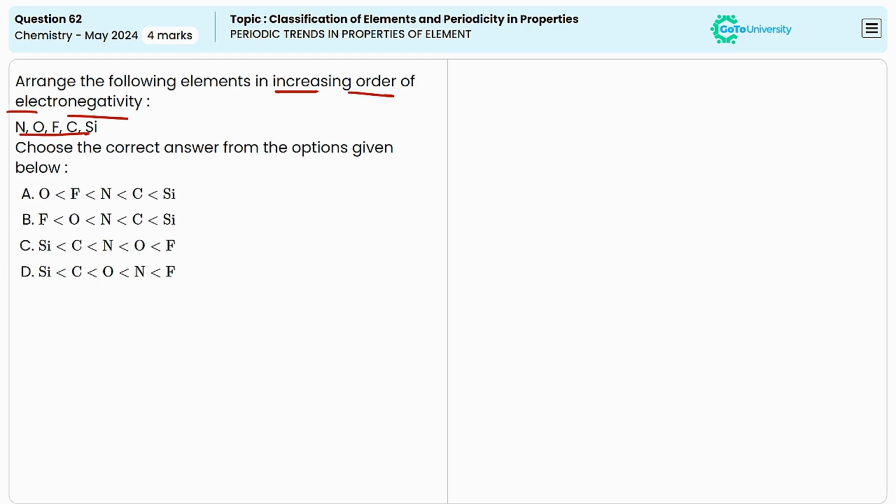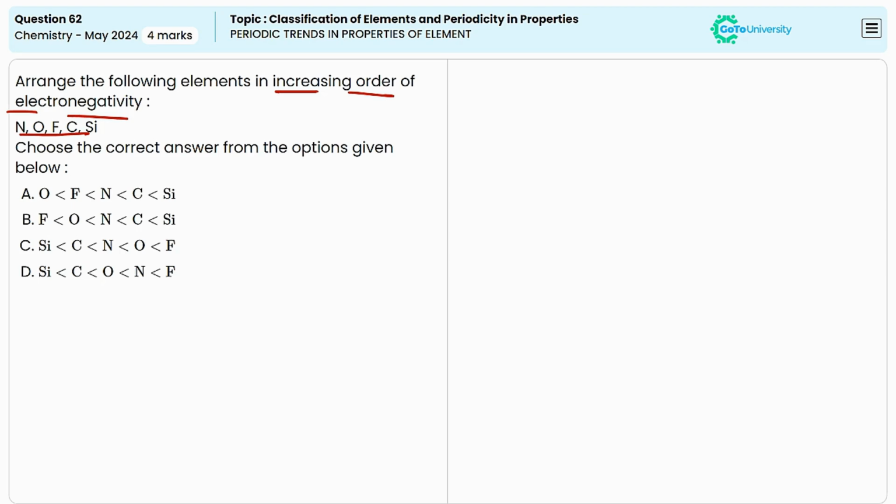down the group. Among these elements, we could see that nitrogen, oxygen, fluorine, and carbon all belong to the same period, but silicon is coming in the next period, but carbon and silicon are in the same group. So as we discussed before, down the group the electronegativity is decreasing. So silicon will have the least electronegativity value.